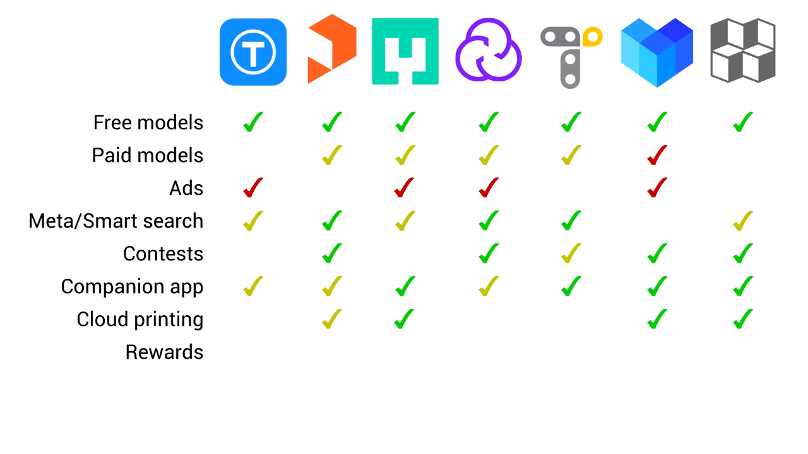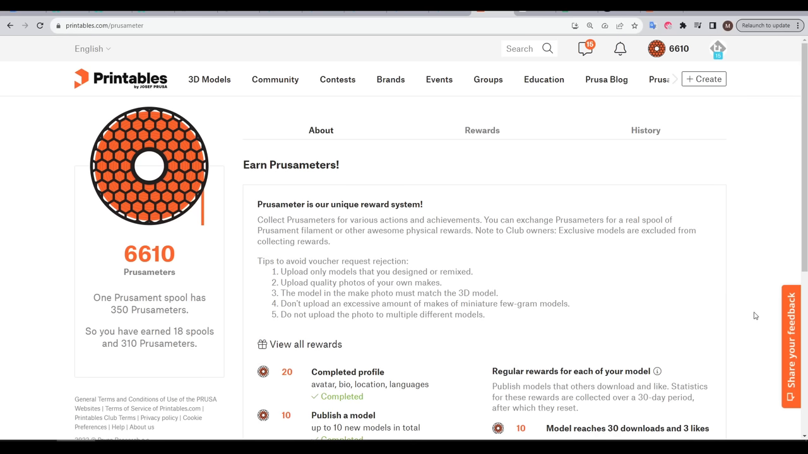To finish up, let's look at some bonus perks and incentives for using any of these sites, starting with rewards. And I was surprised to find that this type of feature is in the minority. An example of this type of system is on Printables.